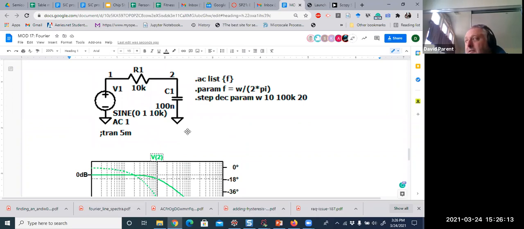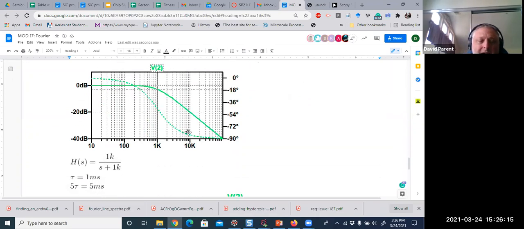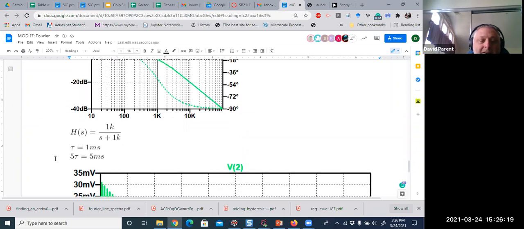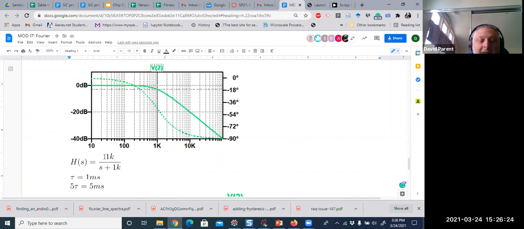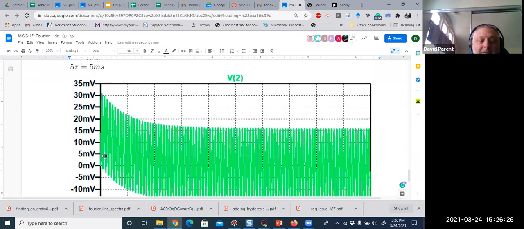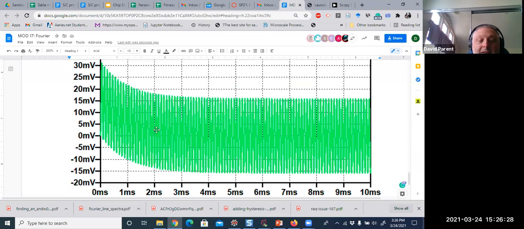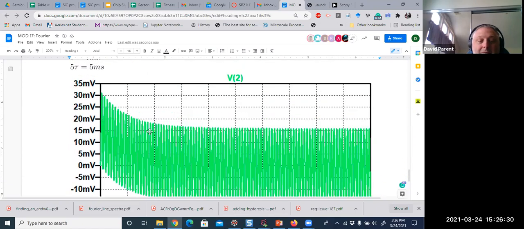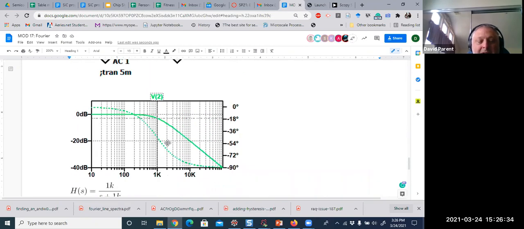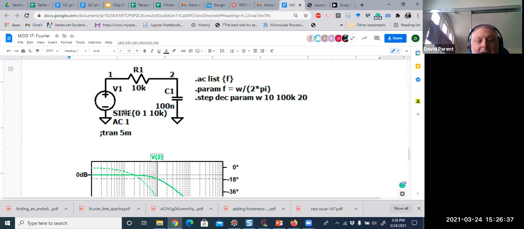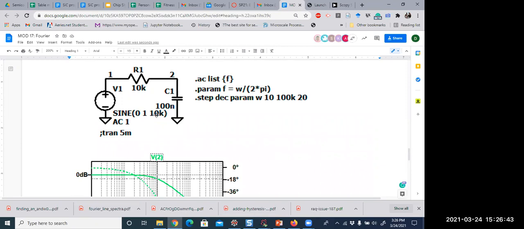So this filter, that's its transfer function. Tau is a millisecond, and 5 tau is 5 milliseconds. Now, what's going on here? Well, it's a little bit hard to see. You could find the period and the wavelength, but what I've done is input a 1 volt sine wave. It's a low pass.